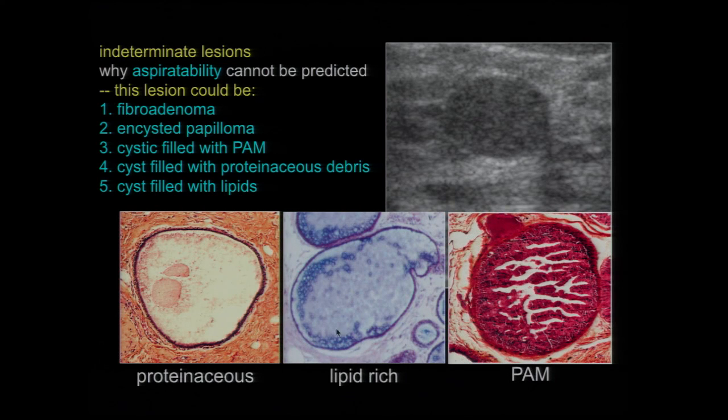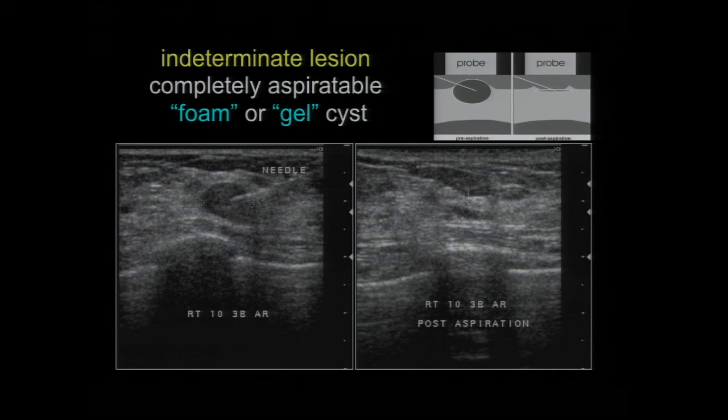So these two will aspirate completely. Obviously, a solid nodule, a papilloma or a fibroadenoma won't aspirate. And apocrine metaplasia won't aspirate at all either because it's attached all the way around. If it was partially filled with apocrine metaplasia and partially filled with fat, it might partially aspirate. But there's nothing I found on ultrasound that would help me tell. I just have to put the needle in.